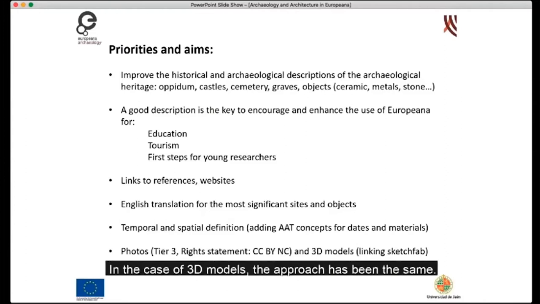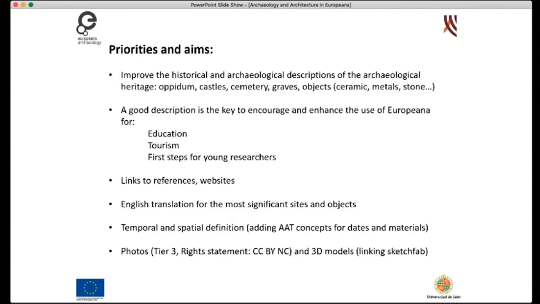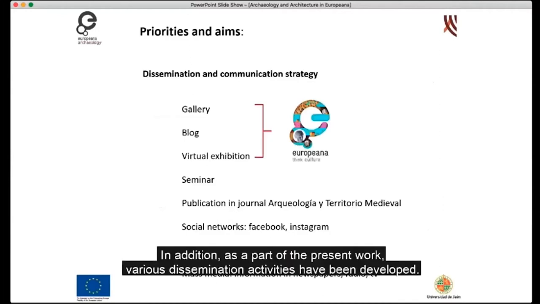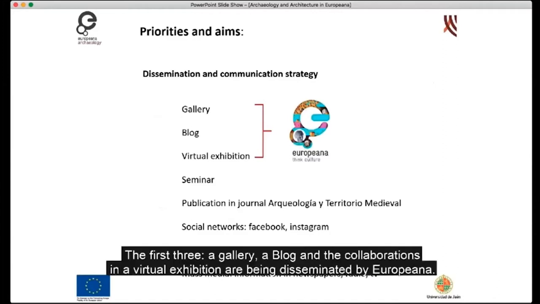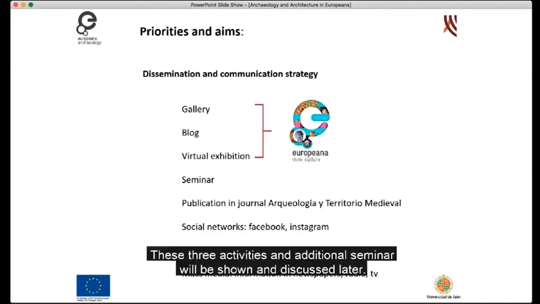In the case of 3D models, the approach has been the same. Furthermore, in all our work, a good temporal and spatial definition has been crucial. In addition, and as a part of the project work, various dissemination activities have been developed. The first three, a gallery, a blog, and the collaborations in a virtual exhibition, are being disseminated by Europeana. These three activities and the teaching seminar will be shown and discussed later.